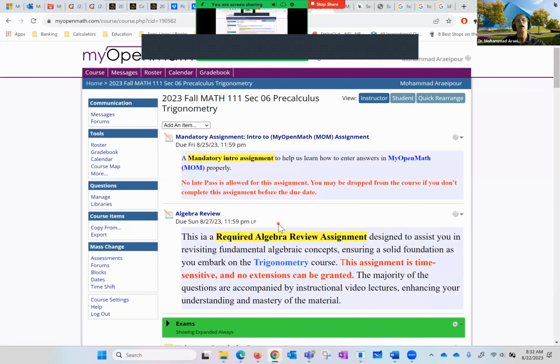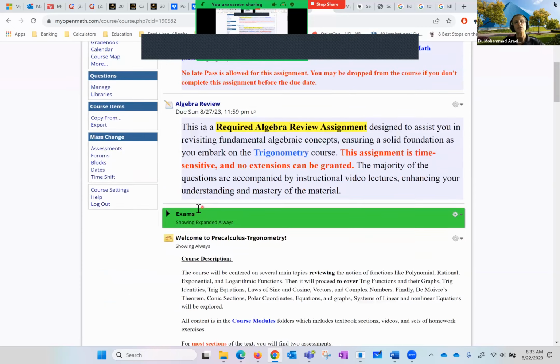So these two have to be done immediately. This is done so you know how to deal with MyOpenMath. This is done in order to make sure your algebra is fine, because the very first lecture will be trigonometry. So you got to start with these two immediately. So by the time we come back on Thursday, you're fine.